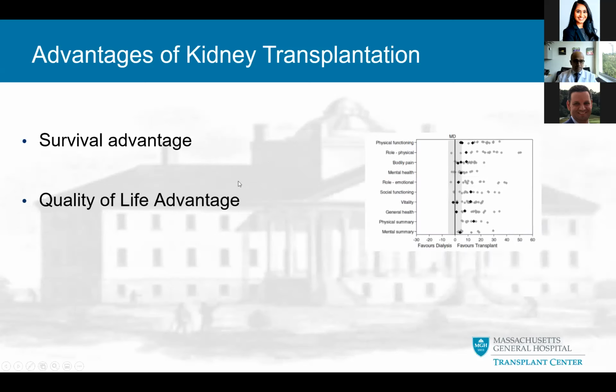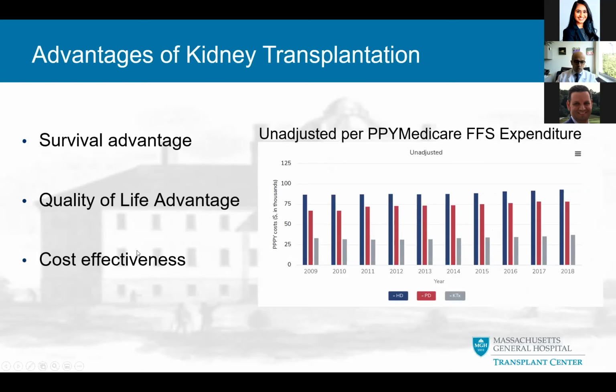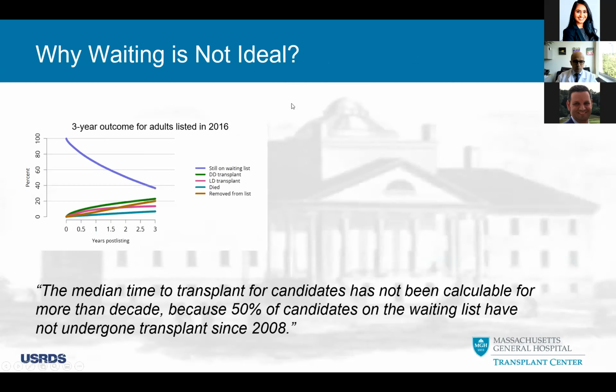The second advantage is the quality of life advantage. And this is a study from close to 1 million patients, multiple studies compiled together, and across a wide spectrum of quality of life parameters, including physical activity, social functioning, general health, mental health. You see that transplant, which is on the right side, is much, much more favorable than being on dialysis. And the advantage that is not well known or popular is that kidney transplant costs much less than dialysis. And you can see in 2018, the cost of dialysis per year is almost more than double the cost of kidney transplantation.